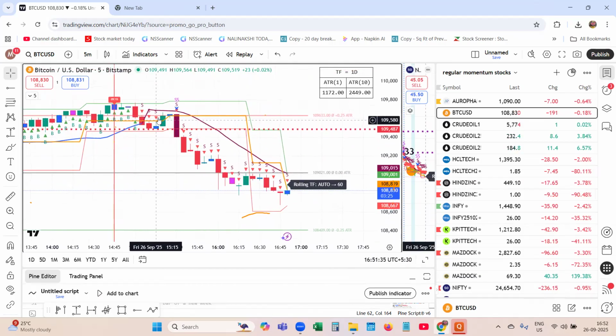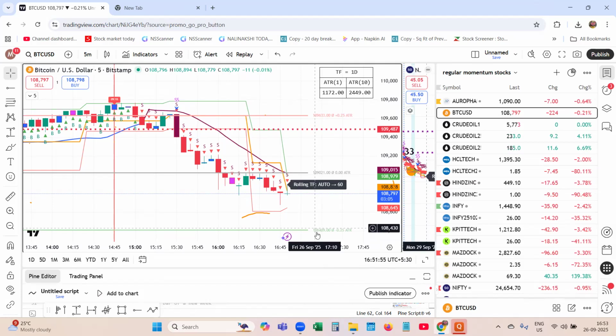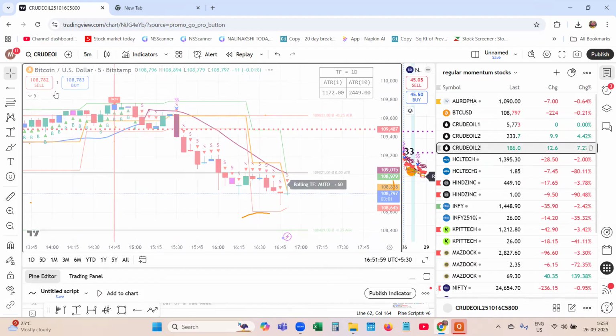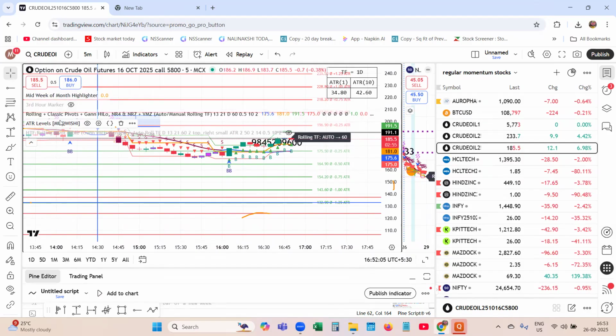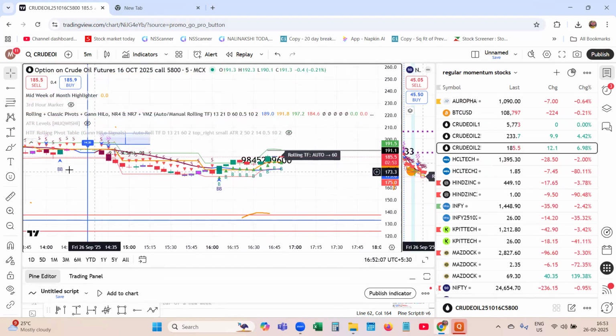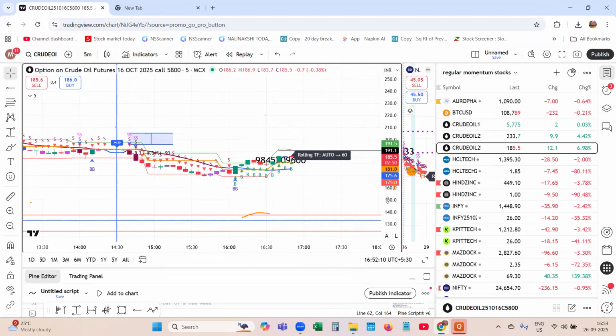Gann HiLo is telling, breakdown below the pivot, and Gann HiLo is magenta color, breaking below the support, and the Bitcoin has moved from 109,600 to 108,797. That is the price running. Let us go to this crude oil. Let us see what is happening over here. Let me disable this ATR.